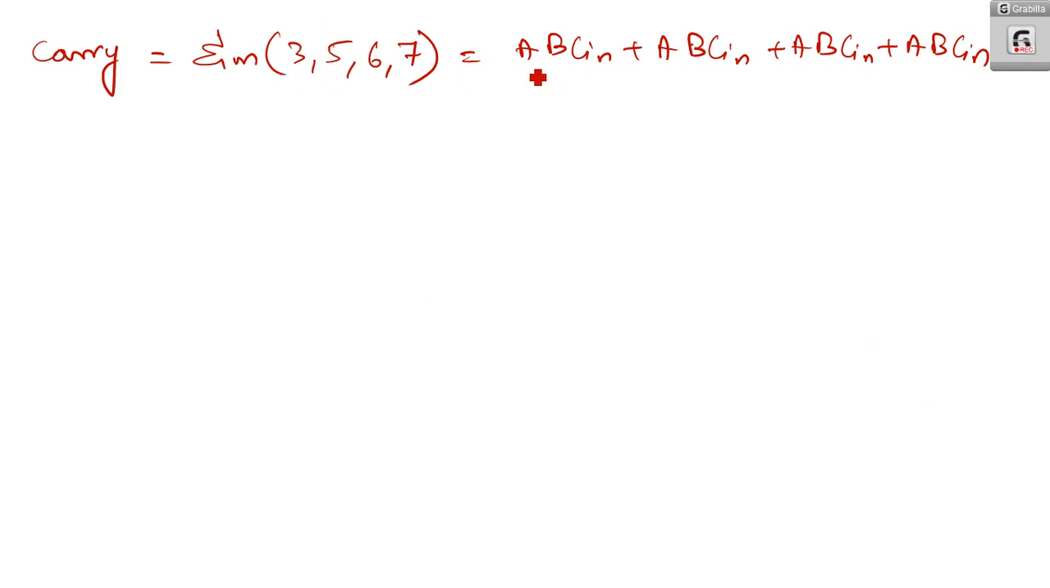3 means it is 0, 1, 1, so that is A bar, B, C in. 5 means 1, 0, 1, that is A, B bar, C in. 6 means 1, 1, 0, that is A, B, C in bar. 7 means A, B, C in.